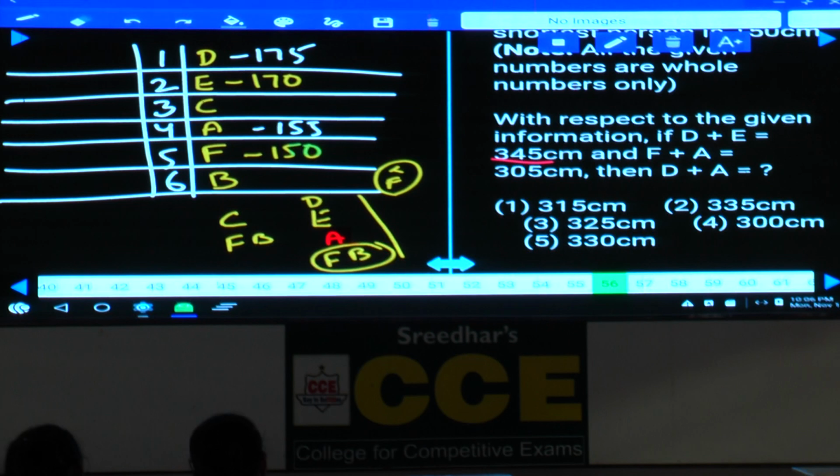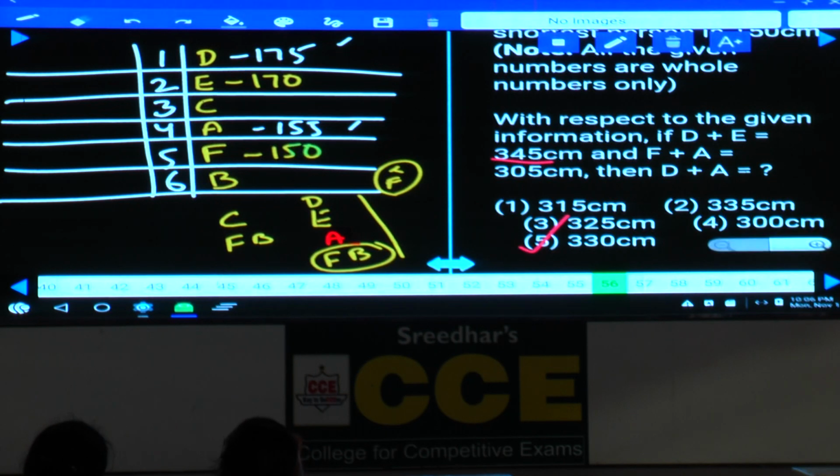Then what is D plus A? D is 175, A is 155. 17 plus 15 is how much? 32 plus 1, 33. So what is your answer here? 330, choice 5.